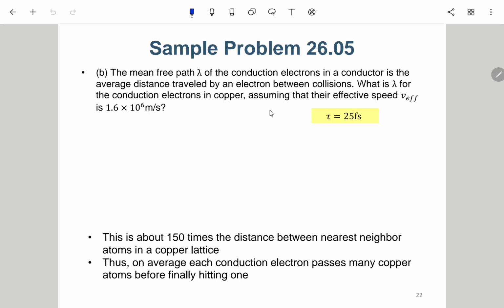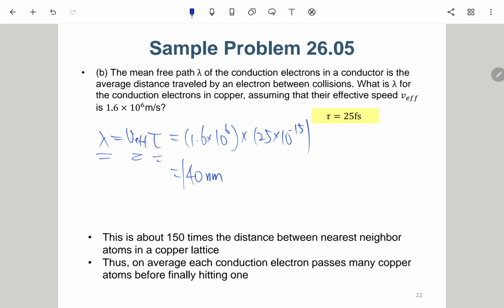Here we have lambda equals V_eff times tau. It's just what you learn in primary school: the length is the speed times the time. So it is actually 1.6 times 10 to the 6th power, times 25 times 10 to the negative 15. So this is 40 nanometer.